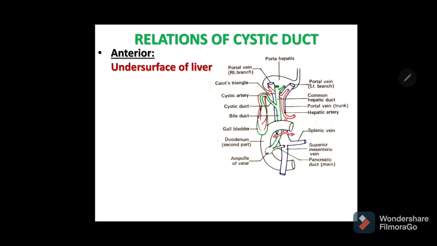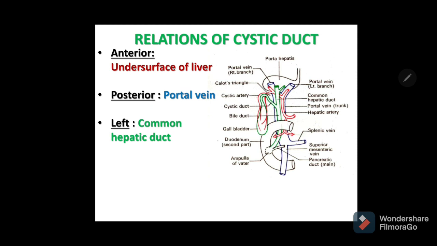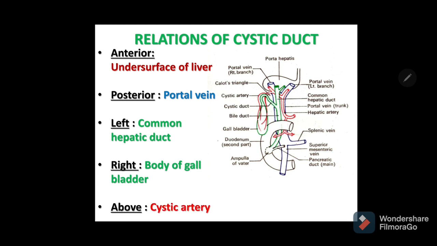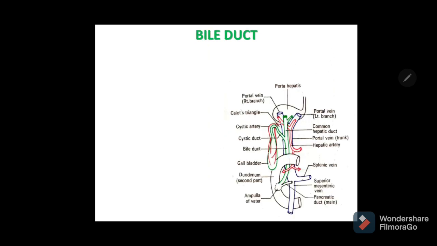Then coming to the relations, anteriorly the under surface of liver, posteriorly the portal vein, to the left the common hepatic duct, to which it joins, to the right the body of the gallbladder. And above you can see the cystic artery. Cystic artery is very important because during the surgical removal of the gallbladder, we have to ligate the cystic artery. So it is in close relation with the cystic duct.